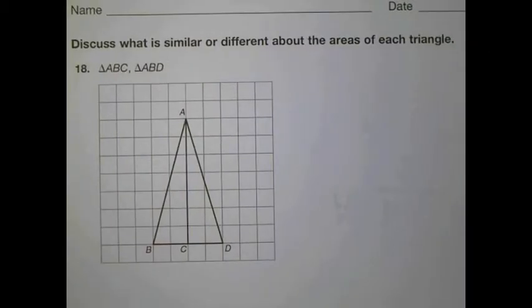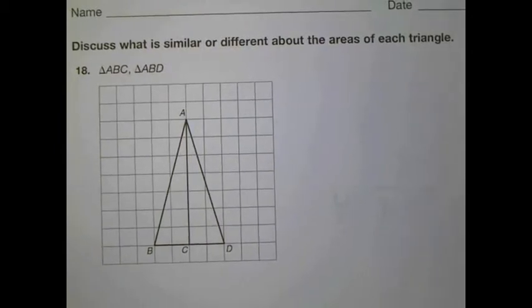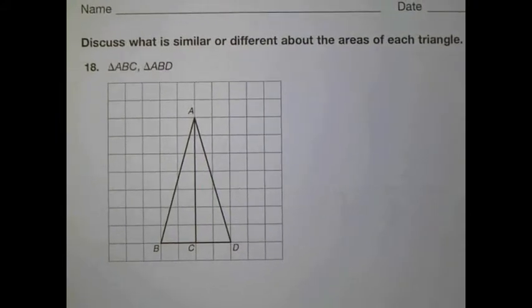Okay, welcome back. The next problem set on lesson 3 is to discuss what is similar or different about the areas of each triangle. And we're specifically going to be looking at the base and the height and the relationship between the area of the two triangles given those relationships. So one of the techniques I like to use is to highlight the two triangles I'm looking at, so it's easier for me to keep them straight in my head.